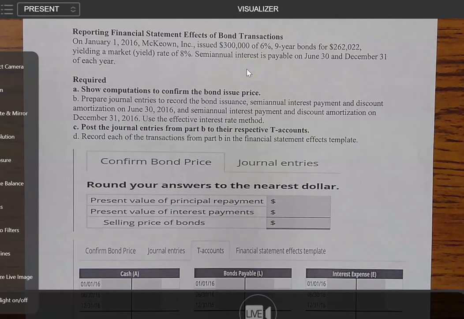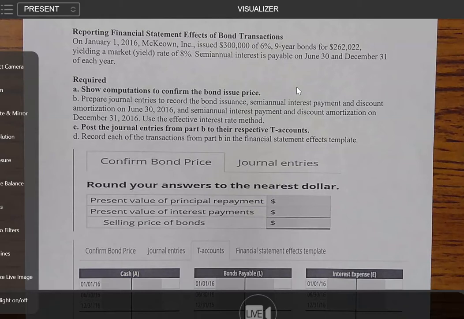Why would you issue a debt for $300,000 and only get $262,022? Well, because similar bonds are on the market at 8%. So you can get more interest money, payment, income from buying other bonds. So how do you make it up to the customer? You say, okay, well, I'm going to pay you less interest, but I'm going to have you pay less for the bond. Okay, so this is what we call a discounted bond, or a bond issued at a discount.